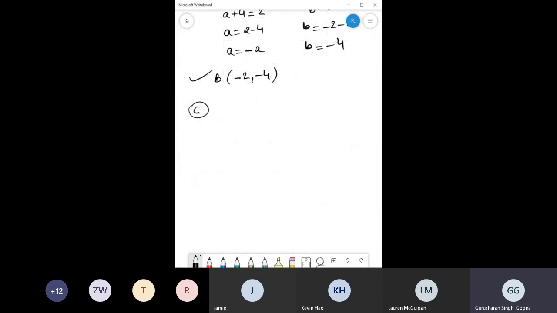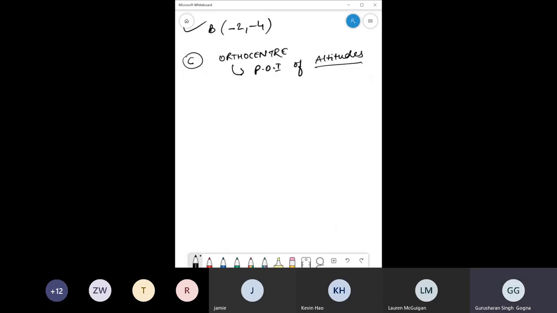So you know that the point of intersection of medians is called centroid. Orthocenter is the point of intersection of altitudes. So what are altitudes? Altitude means if you consider a triangle, you draw a perpendicular to the other side.